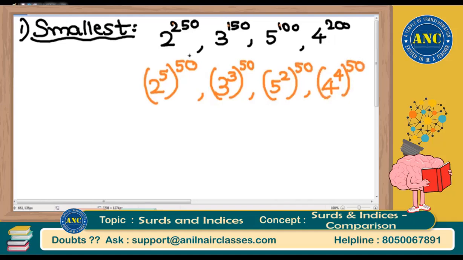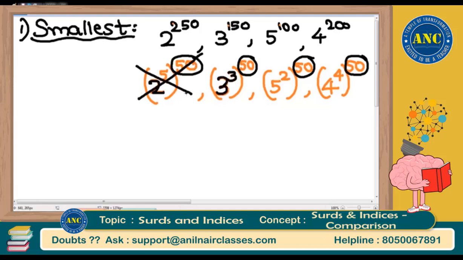Now can I say that in all my cases 50 is the power. If the power is the same, ignore that power, compare with base. 2 power 5 is 32. 3 power 3 is 27. So this is ruled out because 27 is smaller. 5 square is 25. This is ruled out because 25 is smaller than 27. 4 power 4 is 64, 16 into 16, 256. This is ruled out because this will be the largest, so 5 power 100 is the smallest.